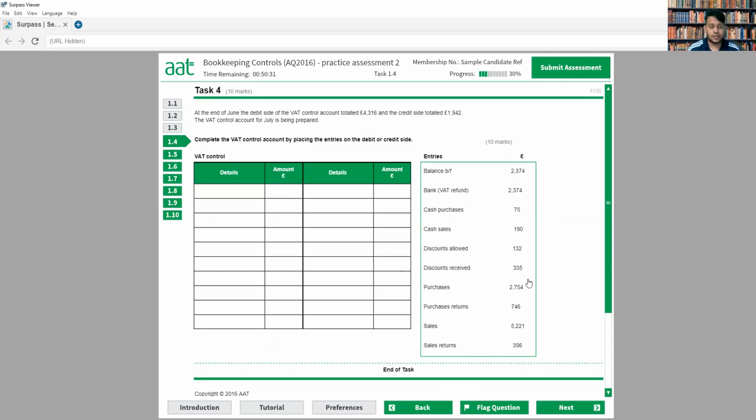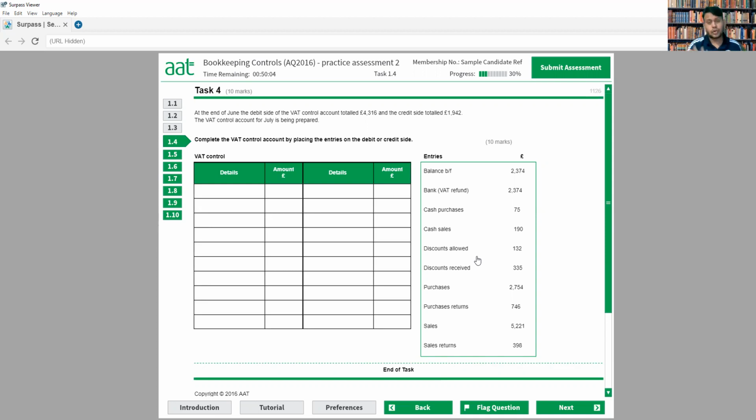All you have to know, if we have to pay the VAT, if it increases the liability, it will come to the credit side. If it decreases the liability, it will come to the debit side. For example, if I have to pay the VAT, I record on the credit side. If I can claim back the VAT, I'll record on the debit side. And after that, I will take the credit minus the debit to find the balance. So let's have a look at that.